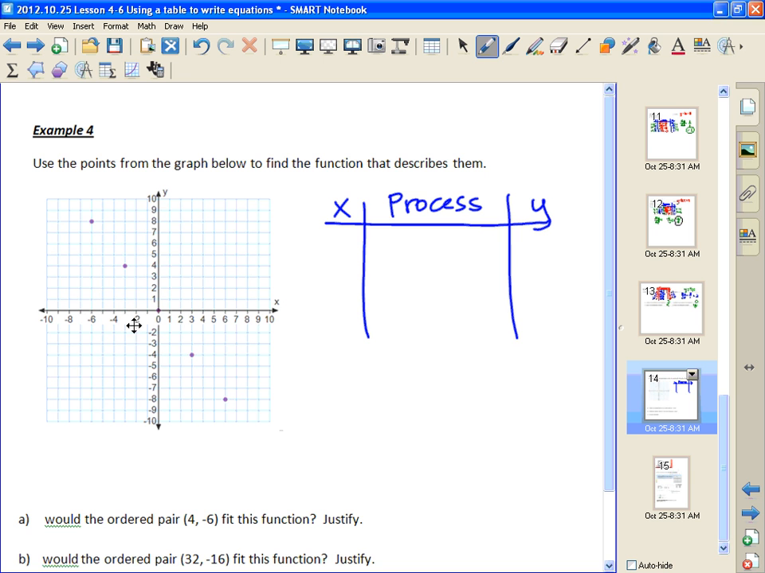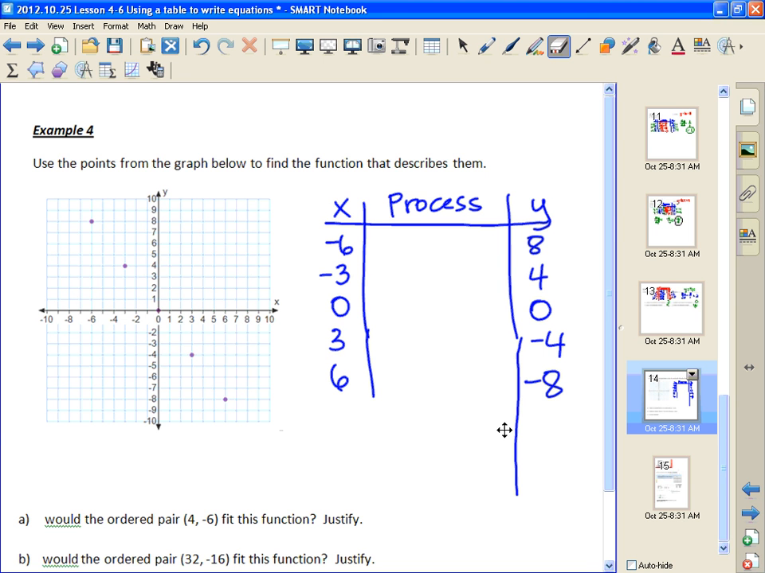So when I look at this ordered pair, I can see that it's at -6, 8. So that's the first ordered pair that I'm going to record. Then the next one is -3, 4. Then I have one at 0, 0. And then 3, -4. And then the last one is 6, -8.